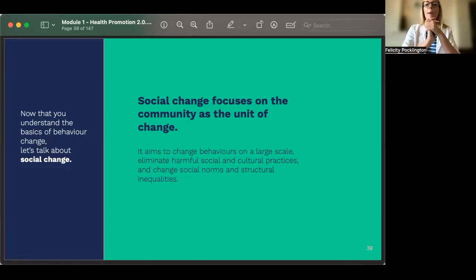We know that people do not function in a vacuum. You do not function on an island. I do not function on an island. We've all got friends, we have family, we have environments, we live in countries of different cultures, different norms. So social change really focuses on the community as a unit of change, as it says here on the slide. And it aims to change behaviors on a large scale to eliminate harmful social and cultural practices and to change social norms and structural inequalities.